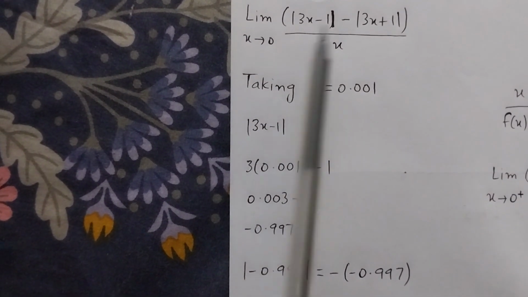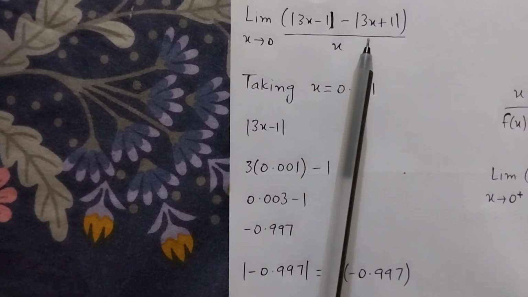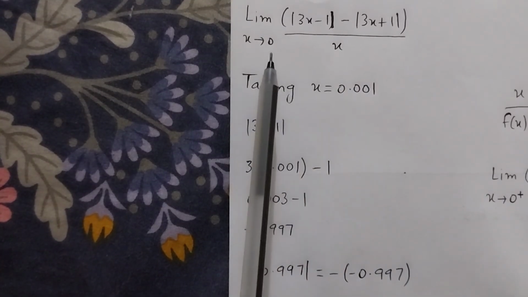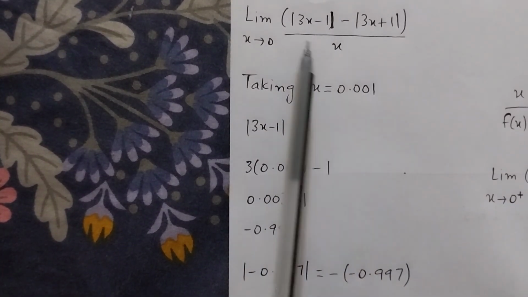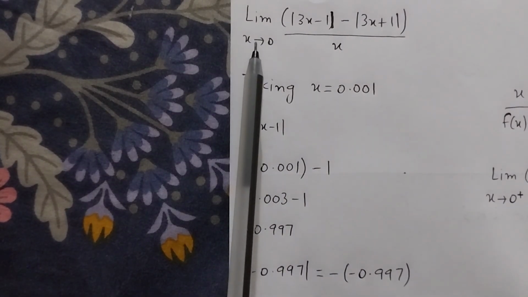Today we are going to evaluate this limit: the absolute value of 3x minus 1, minus the absolute value of 3x plus 1, all over x. We are interested in evaluating the limit of this expression when x is approaching 0.